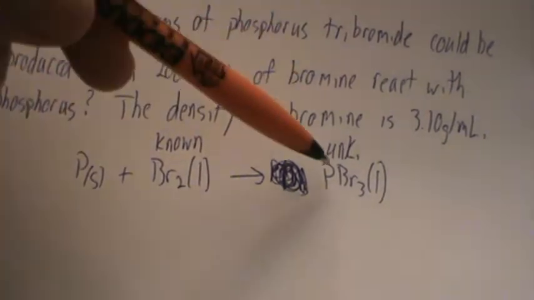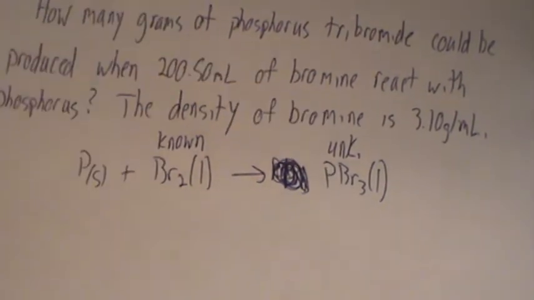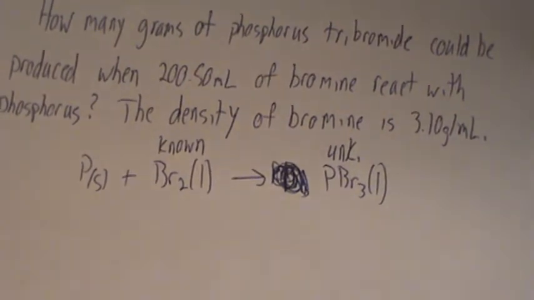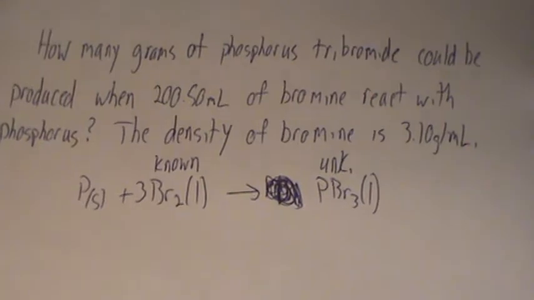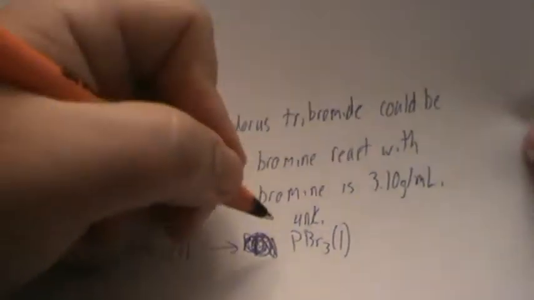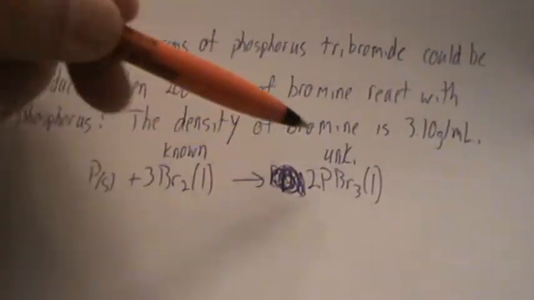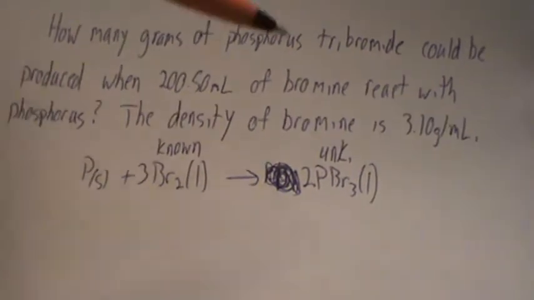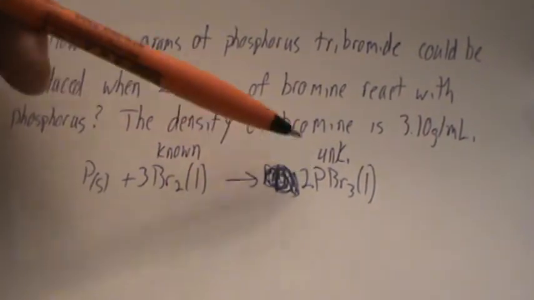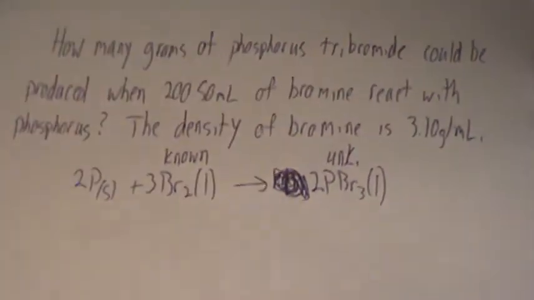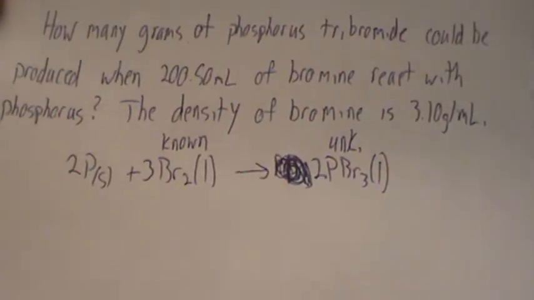1 phosphorus, 2 bromine, 3 bromine. So the least common multiple between 2 and 3 is 6. So I need a coefficient of 3 in front of bromine on the left-hand side and a coefficient of 2 in front of PBr3 to give us 6 bromines on both sides. Now with this coefficient of 2, we now have 2 phosphorus on the right-hand side. Need a coefficient of 2 in front of phosphorus on the left-hand side.